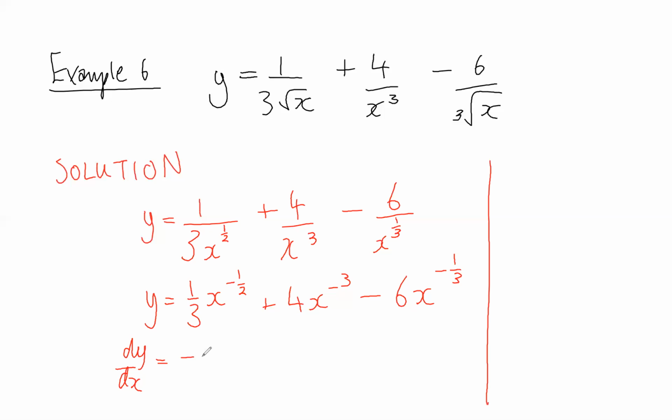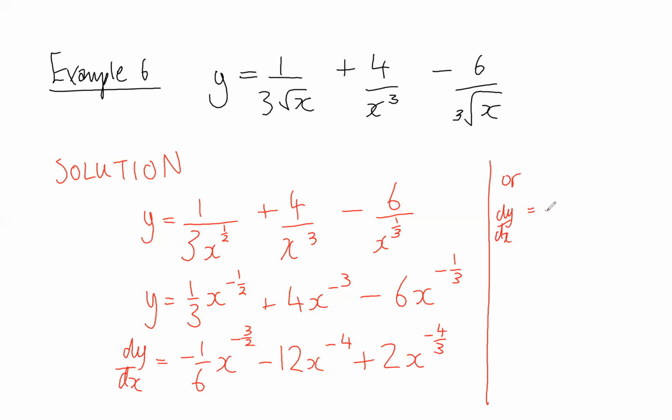So a third times by minus a half is minus 1/6. Take away 1 and it's minus 3 over 2. So minus 3 times by 4 is minus 12. Take away 1 is minus 4. And then minus 6 times by minus a third is plus 2. And then take away 1 is minus 4 over 3. So that's the correct answer, or dy by dx.